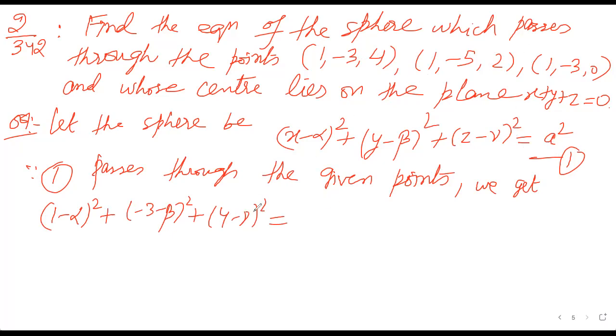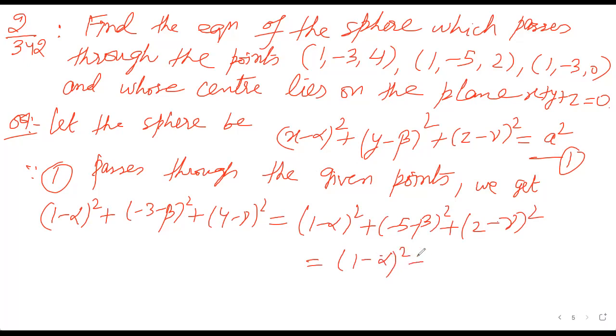So directly I can write this equal to the second point: (1 minus alpha) whole square, plus (-5 minus beta) whole square, plus (2 minus gamma) whole square. And this equal to the third point: (1 minus alpha) whole square plus (-3 minus beta) whole square plus (0 minus gamma), meaning you have gamma square.